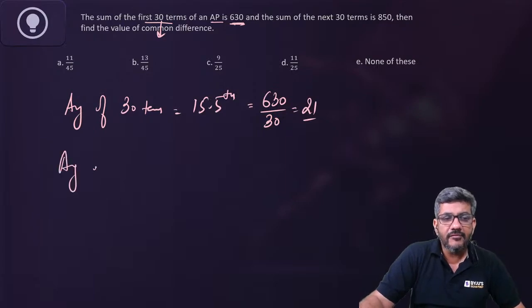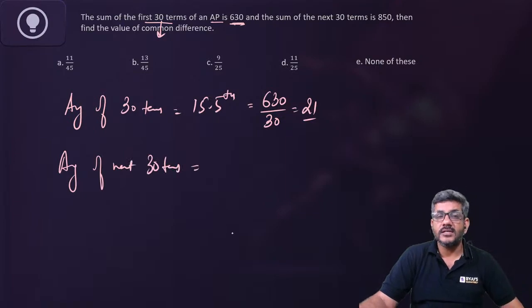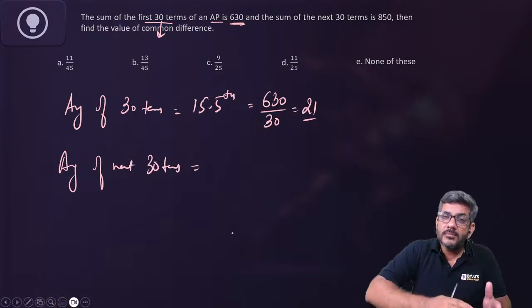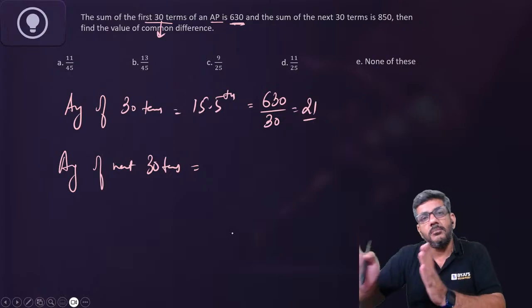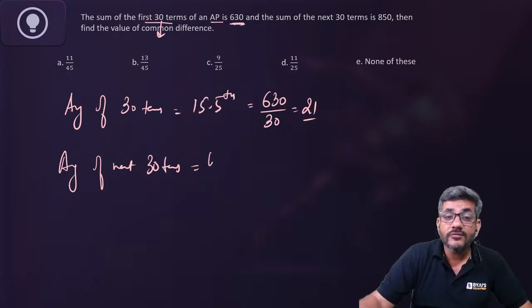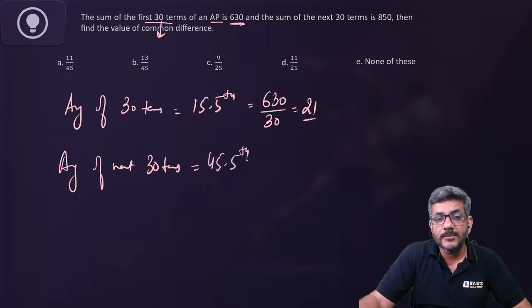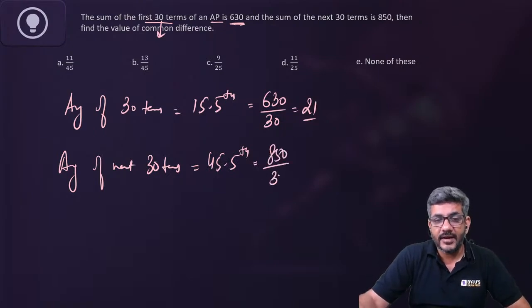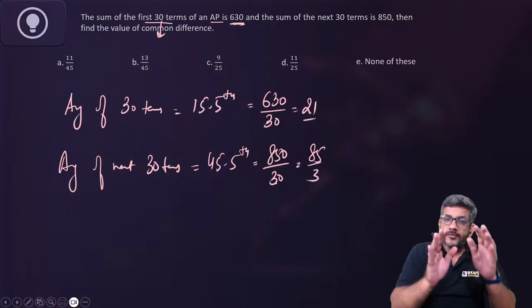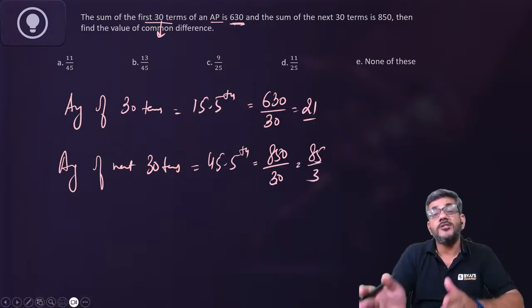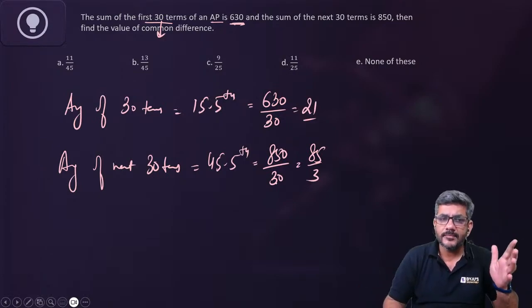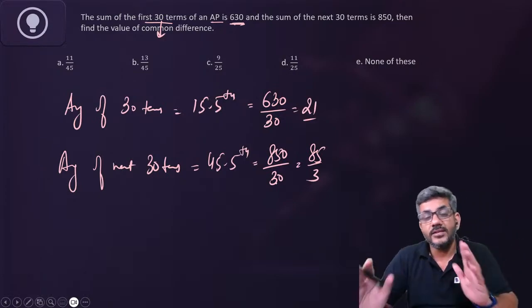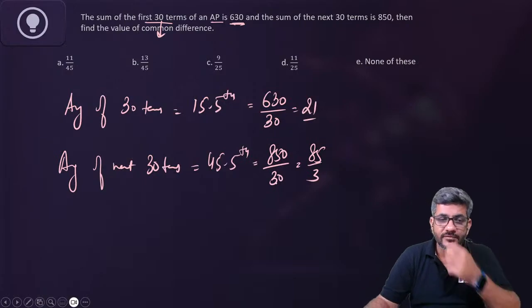Similarly, the average of next 30 terms, average of next 30 का मतलब है term number 31 to term number 60. The average of those would be 45.5th term. Their sum is given as 850. So what is the average? 850 divided by 30, that is 85 by 3. So first 30 terms have an average of 21, which is 15.5th term. Next 30 terms have an average of 85 by 3, which is 45.5th term.